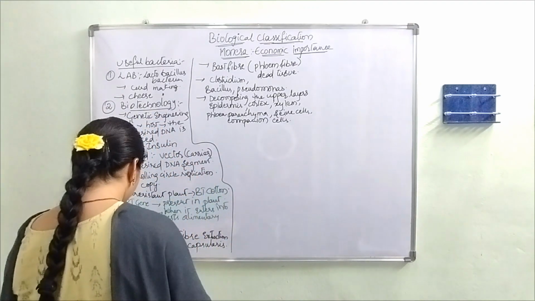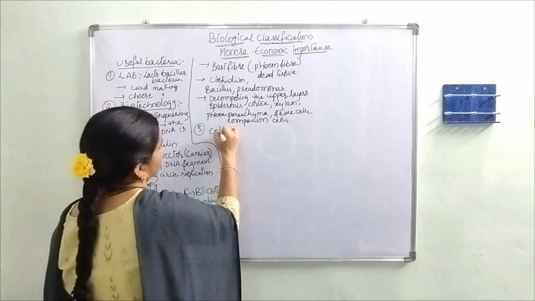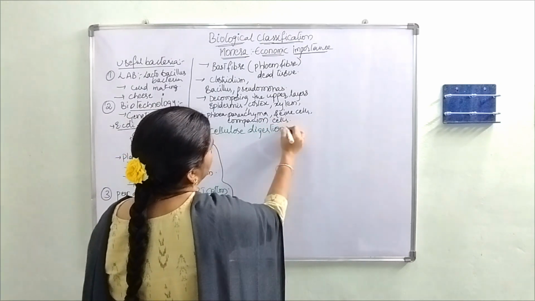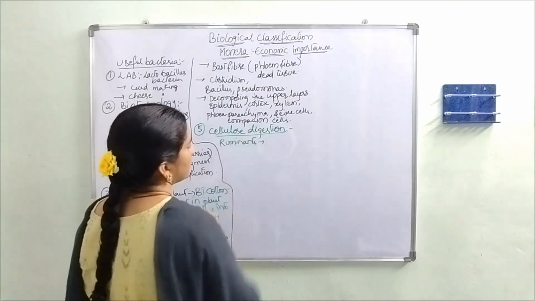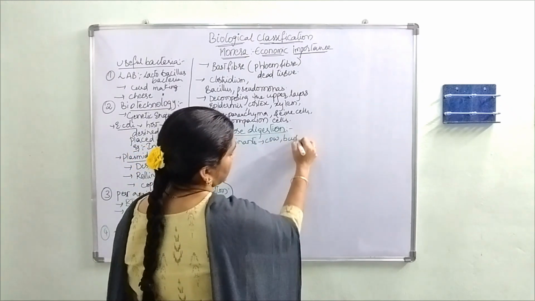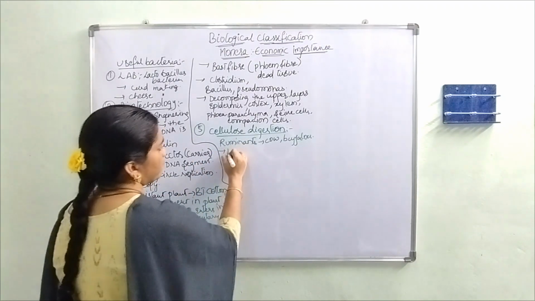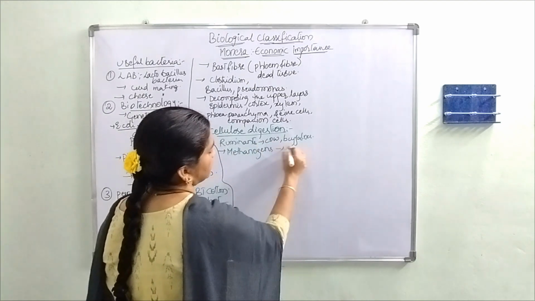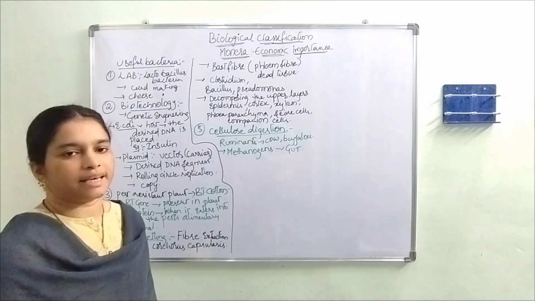Next, number 5 is cellulose digestion. This cellulose digestion can be seen in ruminants. These ruminants are, for example, cows and buffalo. These ruminants possess methanogenic bacteria or methanogens in their gut. These bacteria digest the cellulose and produce methane gas.